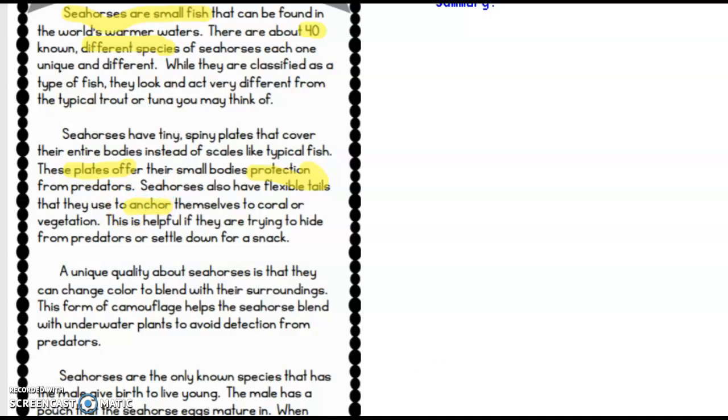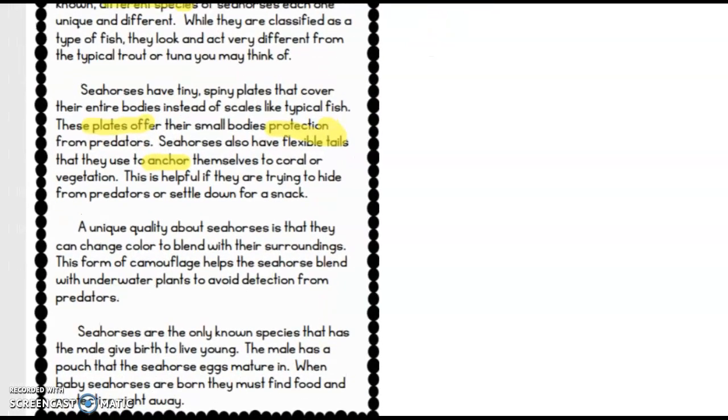Then you want to go down to your next paragraph and keep doing the same. So let's go down here so you can see me scroll down. All right, and we need to read the next paragraph. A unique quality about seahorses is that they can change color to blend in with their surroundings. This form of camouflage can help seahorses blend with the underwater plants to avoid detection from predators. So that is also kind of talking about how to stay safe. So they can change colors to blend with their surroundings. That would be the main idea.